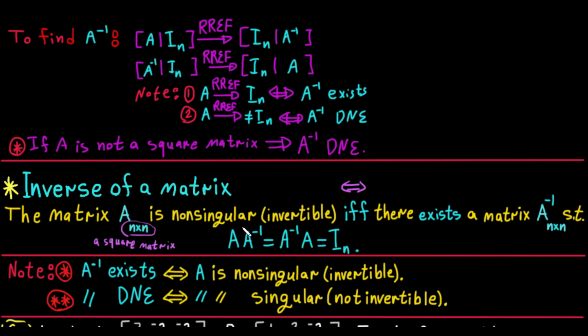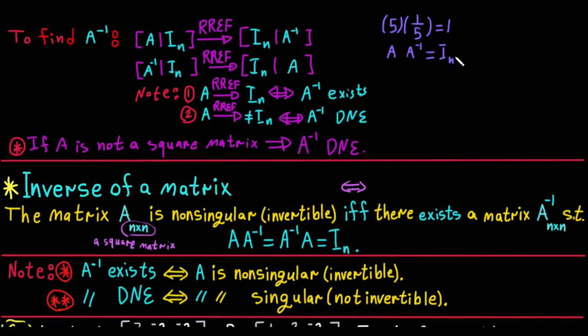Maybe you think it's hard to understand this one, but the logic behind it is very simple. It's like multiplying a number by its reciprocal. So if you have, for example, 5, multiply it by its reciprocal, which is 1 over 5, and you will get 1. The same idea here. If you have A multiplied by A inverse, then you have to get the identity matrix.